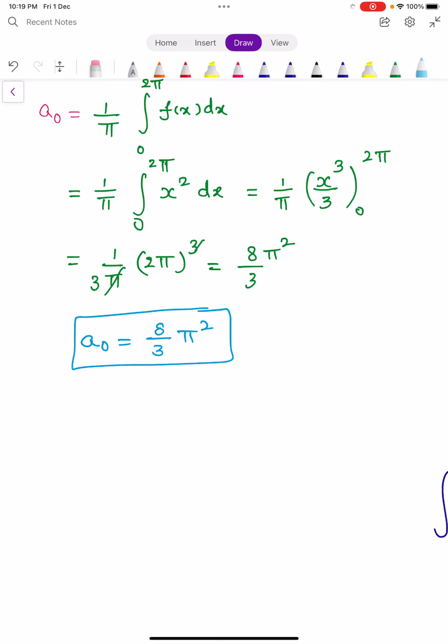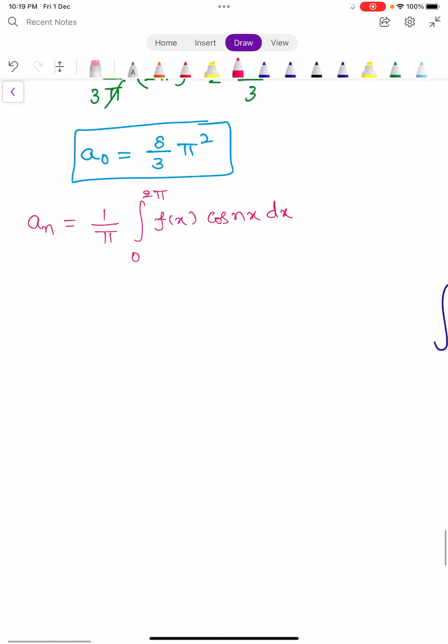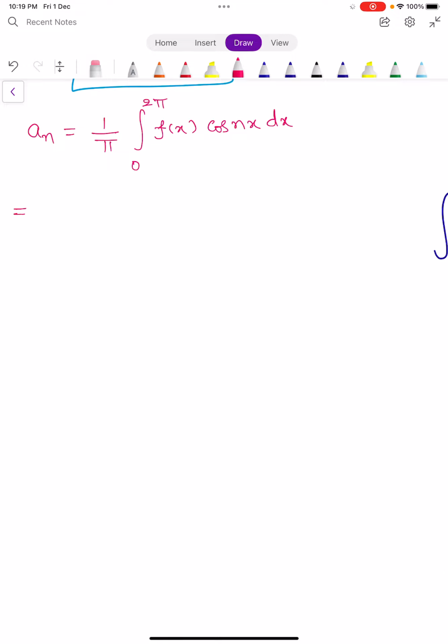Now we go for the second term. an is equal to, the formula for an is 1 by pi integral 0 to 2 pi f of x cos nx dx. So obviously this is 1 by pi. We use the Bernoulli's principle. Integral 0 to 2 pi, f of x means x square, cos nx dx.